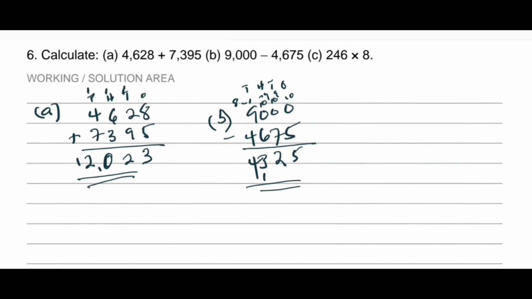So now 9,000 minus 4,675 will give us 4,325.